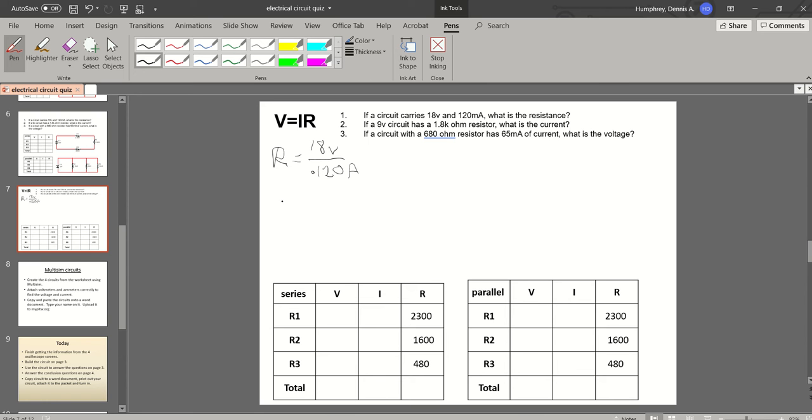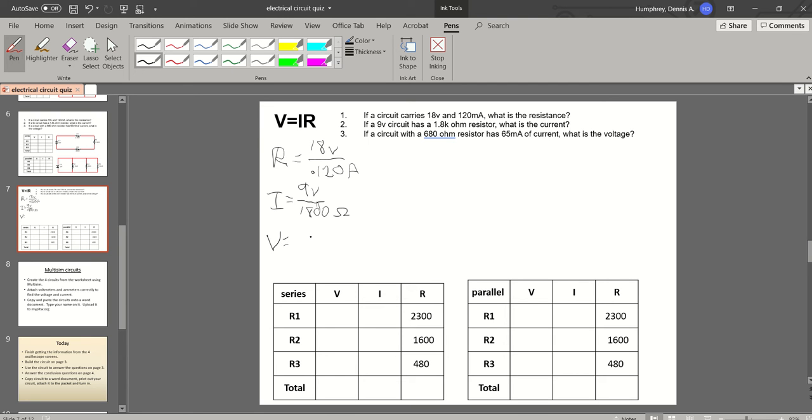Number two, I'm looking for the current. So I is going to equal V over R. So now my V is 9 volts, and I have a 1.8 K ohm resistor. So that's times 1,000, 1,800 ohms. And then the third one, I'm looking for my voltage.